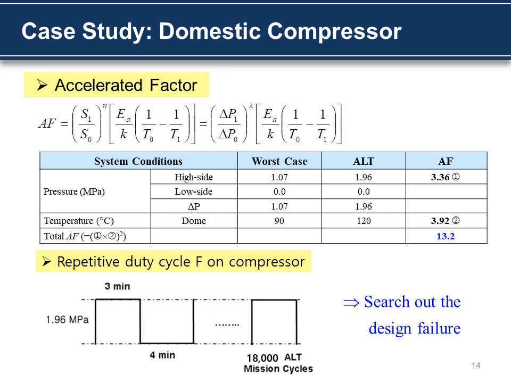For the worst case, the dome temperature is 90 Celsius. For accelerated testing, the dome temperature is 120 Celsius. The calculated factor due to the dome temperature is almost 4. The total acceleration factor is 13. By applying a duty cycle, 3 minutes open and 4 minutes closed, we can search out design failures.